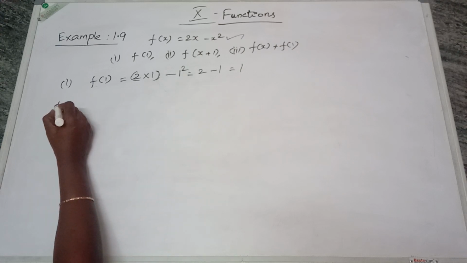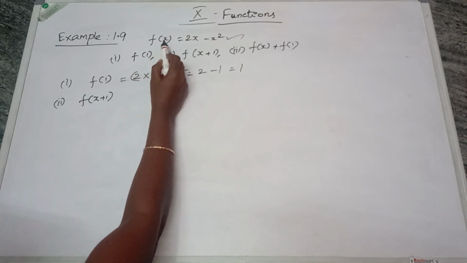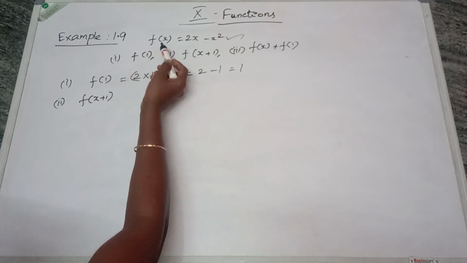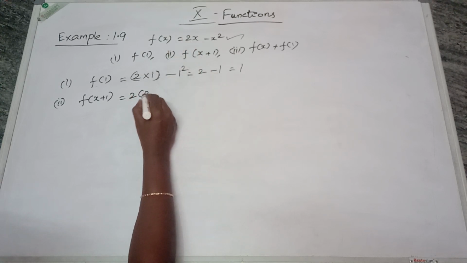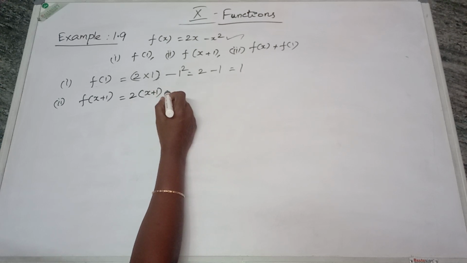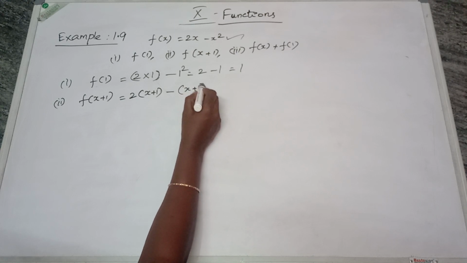And then the second one is f of x plus 1. See here, in the place of x, you have to substitute x plus 1. We substitute x plus 1 for x. So here 2 into, in the place of x, x plus 1. Since there are 2 elements, I will put it inside the bracket. Then minus, in the place of x, again you substitute x plus 1, the whole square.